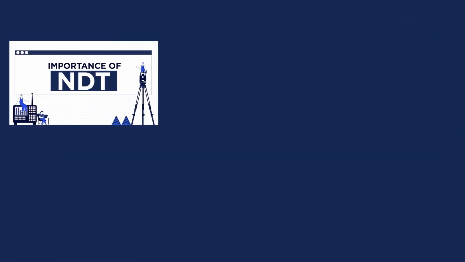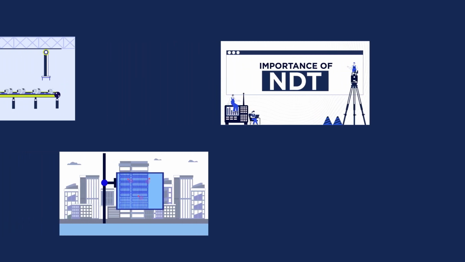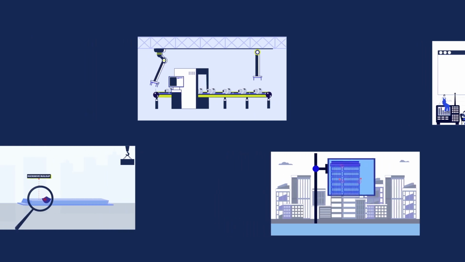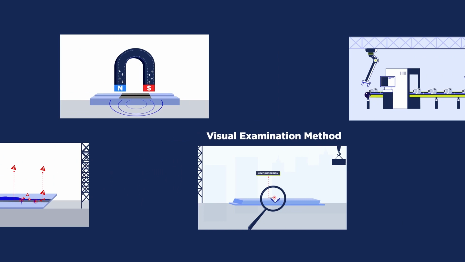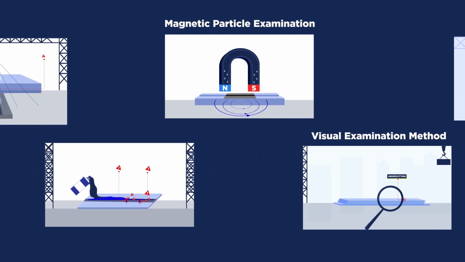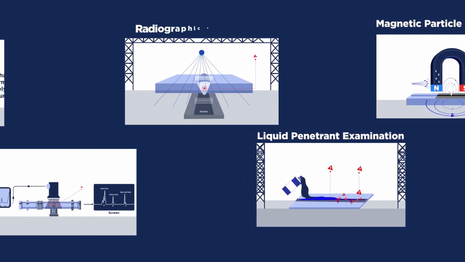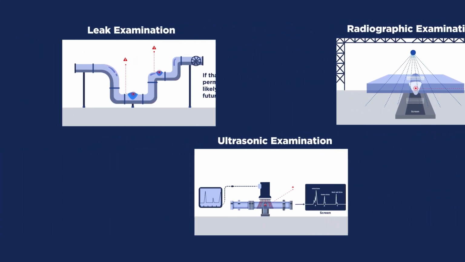Through this video, we've understood the mechanism of an NDT that helps examine components for faults and defects, and the 6 different techniques that can be employed to perform this, like visual examination technique, magnetic particle examination, liquid penetrant examination, radiographic examination, ultrasonic examination, leak examination.